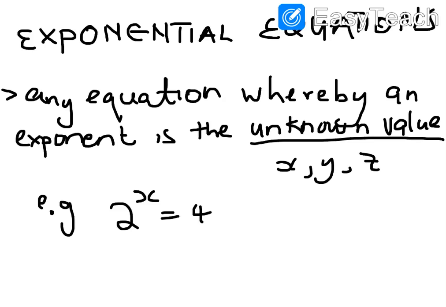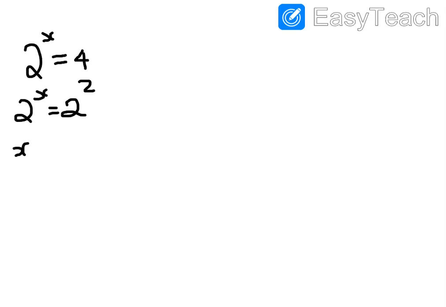Okay, so if we are told to solve this equation 2 to the power x equals 4, we can clearly see that 4 equals 2 squared, and whenever you have two powers with the same base, you do what? You keep the base, you equate the exponents, x equals 2.